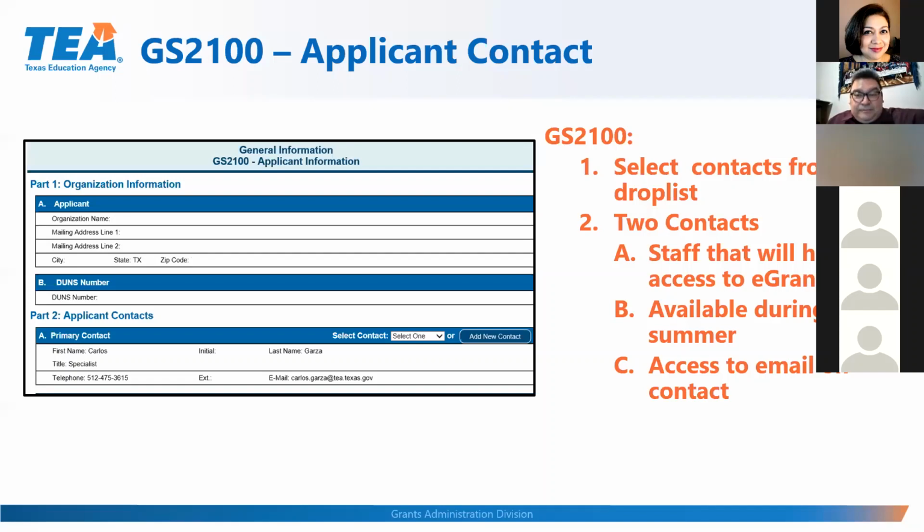select that. We do ask for 2 different contacts because during negotiations, these are the emails that will get a notification from eGrants that we've sent your application back for negotiations. So make sure that we do have good contact phone numbers and good emails, so that during the summer, a person will be able to see those emails and access the application to make the changes and have the application resubmitted to us so we can process the application.